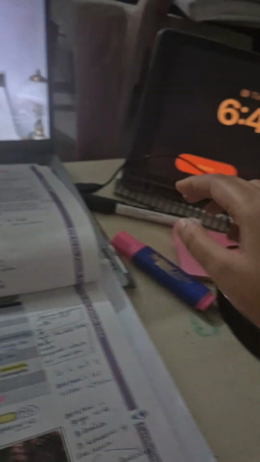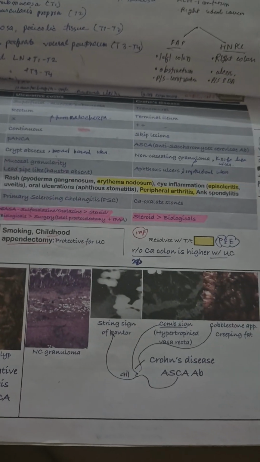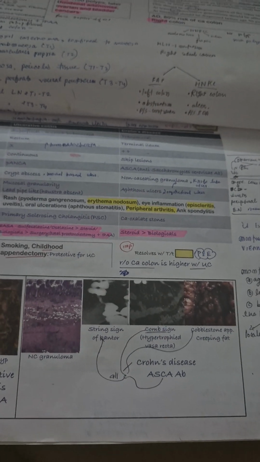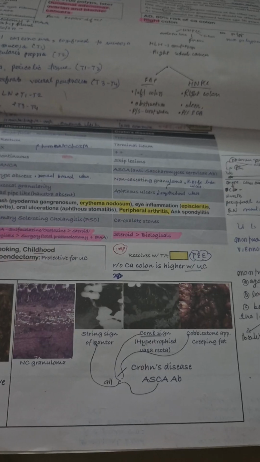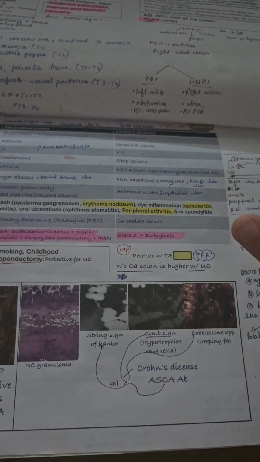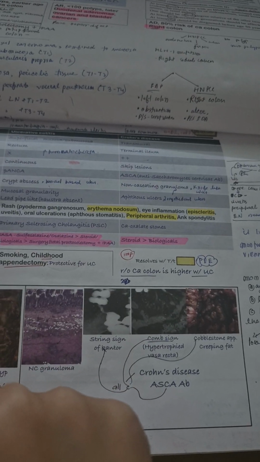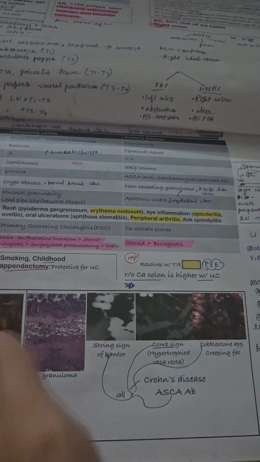And then for Crohn's disease, first we'll give steroid. Okay, so which symptoms resolve with treatment? The mnemonic is P: periarticular arthritis, peripheral arthritis, episcleritis, and erythema nodosum.